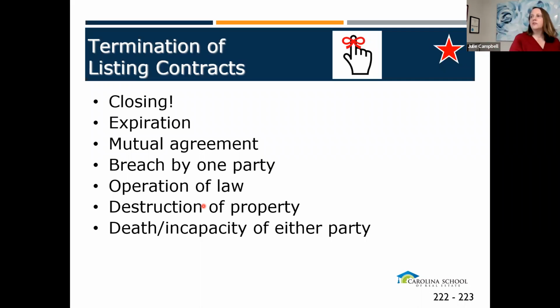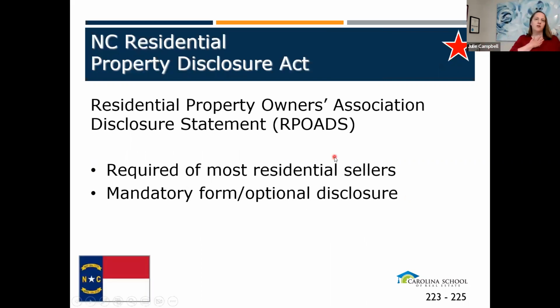Okay. So on page 223, we start talking about something called the North Carolina Residential Property Disclosure Act. And there's a couple different forms that are covered under this act. The forms covered under this act are seller disclosures. They are the seller's responsibility to complete. I can help them, I can assist them, but they're seller disclosures.